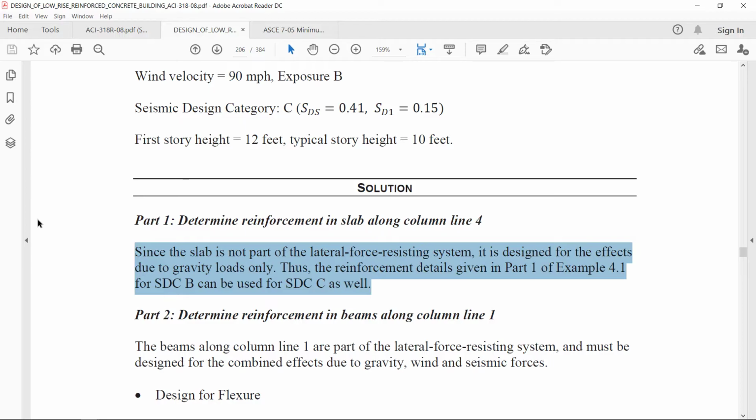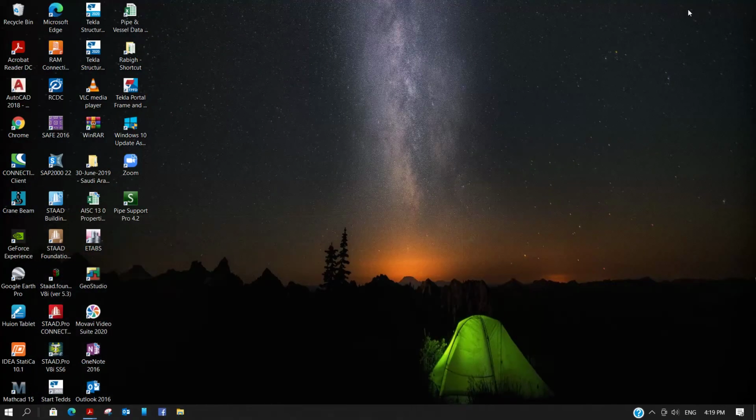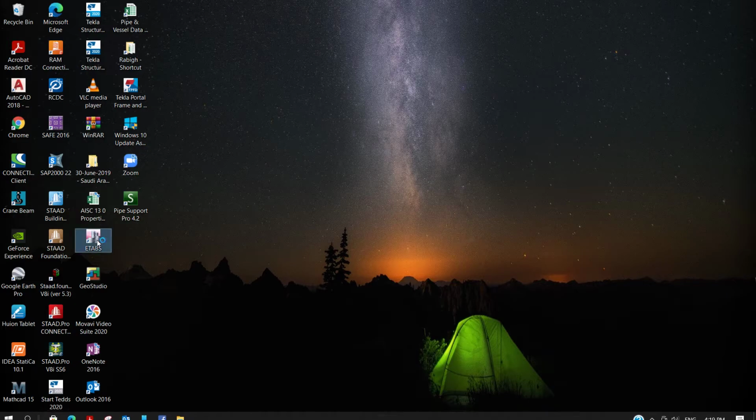Is it true? If we are designing this building in ETABS, is it giving me the same result? The answer is no. So let me open this in ETABS.